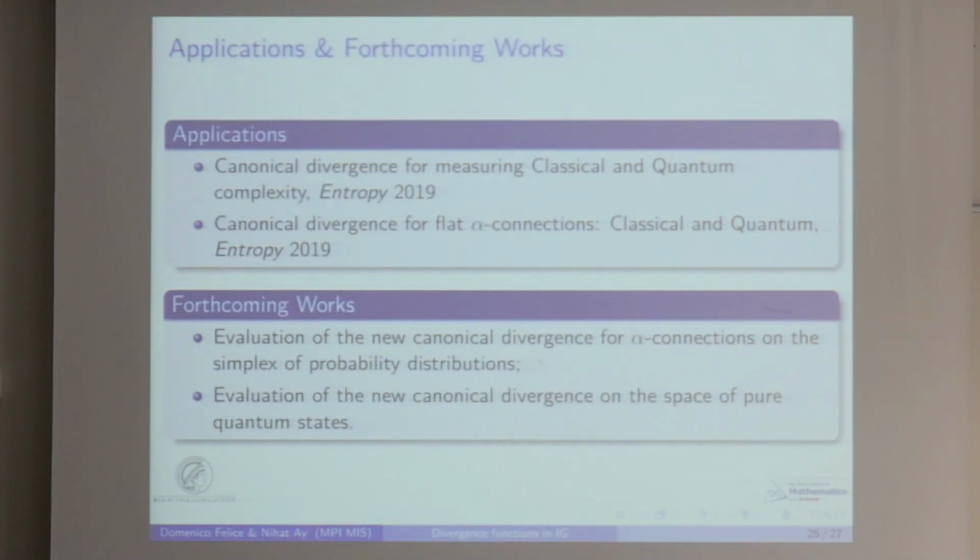As an application of this theory, we did it just for a dually flat case, and we get the well-known alpha divergence in both settings, classical and quantum. As an example of this new theory, forthcoming works will be to evaluate the new canonical divergence on the simplex of probability distributions in the classical setting and on the space of pure quantum states.